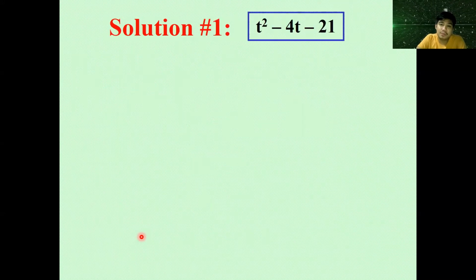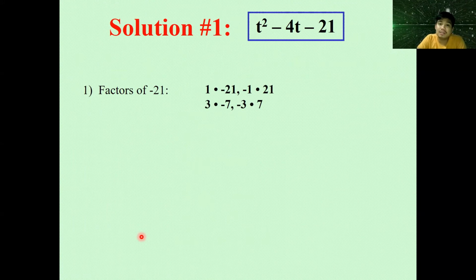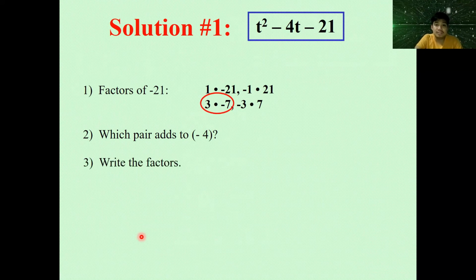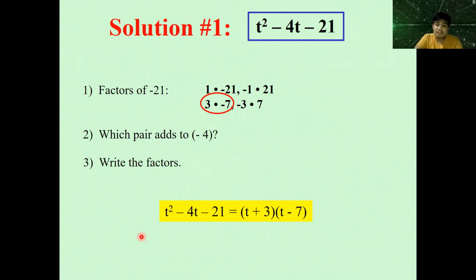So we have t squared minus 4t minus 21. So what are the factors of 21? So ang factors ng 21 ay 1 and negative 21, negative 1 and 21, 3 and negative 7, and negative 3 and 7. So which pair adds to negative 4? So alin diyan yung may negative 4? So basically, it's 3 and negative 7. So ang factors natin ay 3 and negative 7. So ang factored form ng t squared minus 4t minus 21 ay t plus 3 times t minus 7.